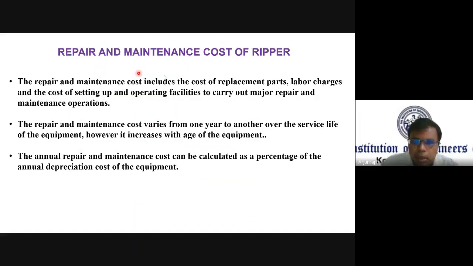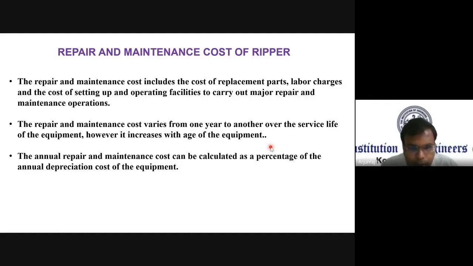As far as the repair and maintenance cost of a ripper is concerned, it includes the cost of replacement parts and even the labor charges, because the operator is going to operate it. And you have the cost of setting up and operating facilities to carry out any major repair and maintenance operations. The repair and maintenance costs also vary from year to year. That is what I have shown in the last slide. The graph shows that in the initial duration of years or months you can reduce the cost, but that is based on how you are selecting the equipment.